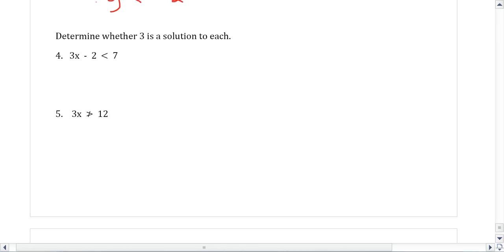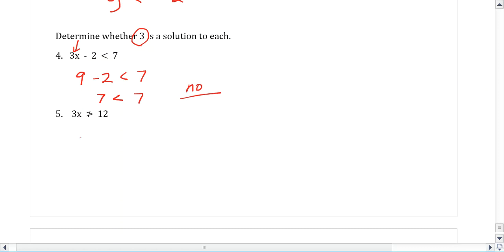In this next part, we're asked to determine whether 3 is a solution. Well, to find out, you plug it in and see if it makes the inequality true. So here we have 3 times 3 is 9. Is this less than 7? 9 minus 2 is 7. So is it true to say that 7 is less than 7? And no, that's not true. So 3 is not a solution for that inequality.